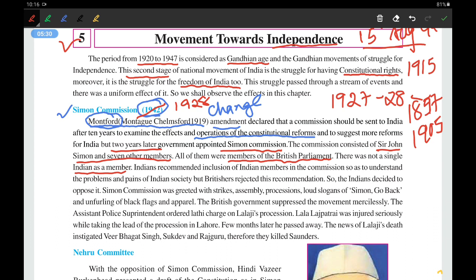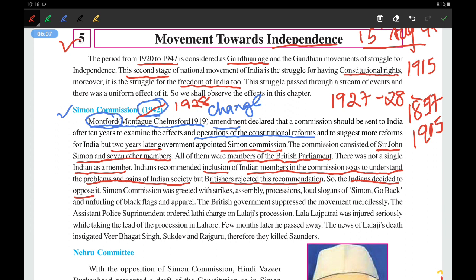Indians demanded the inclusion of Indian members in the commission so as to understand the problems and pain of Indian society, but the Britishers rejected it. Indians said there should be at least one Indian member in this committee so that he could represent the problems of India in the most correct way. But the Britishers rejected it, so the Indians decided to oppose it. The Simon Commission was greeted with strikes.